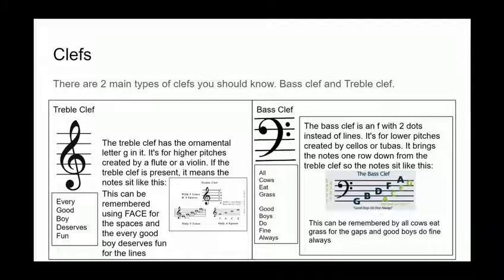Moving on to a bass clef. The bass clef is an F with 2 dots instead of lines. It's for lower pitches created by cellos or tubas. It brings the notes 1 row down from the treble clef, so the notes sit like this. G, B, D, F, A, and A, C, E, G. This can be remembered by All Cows Eat Grass for the gaps, and Good Boys Do Fine Always for the lines.